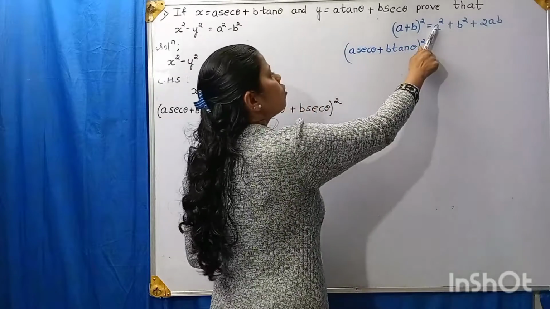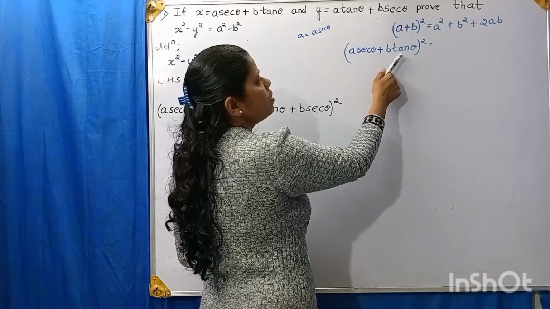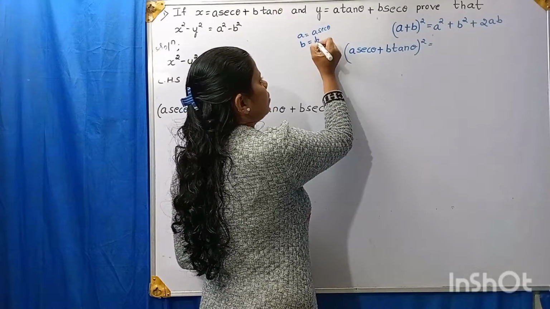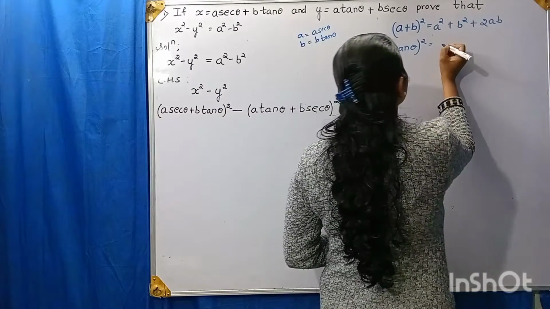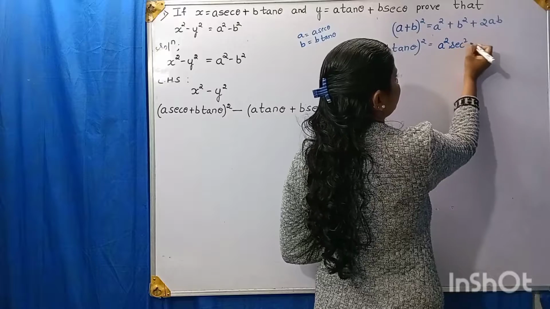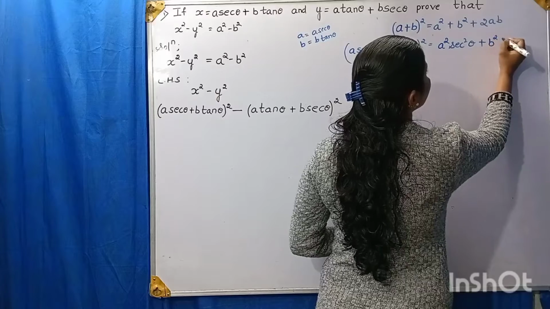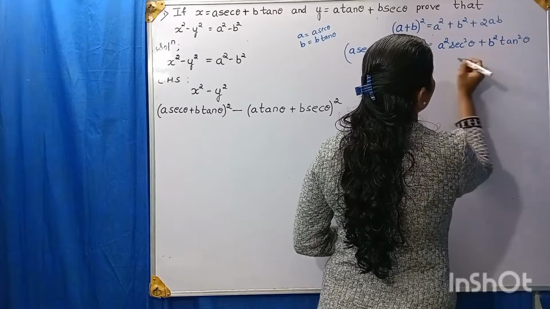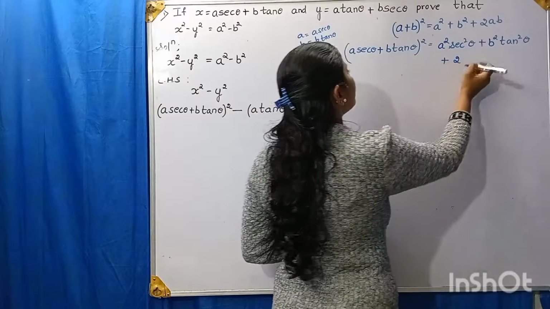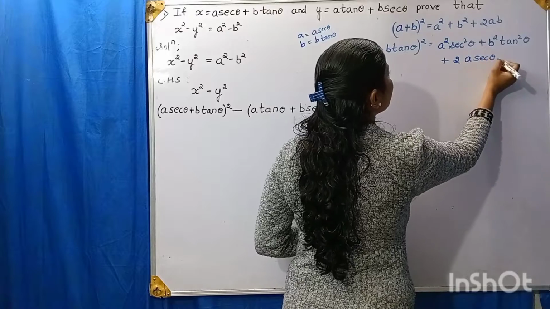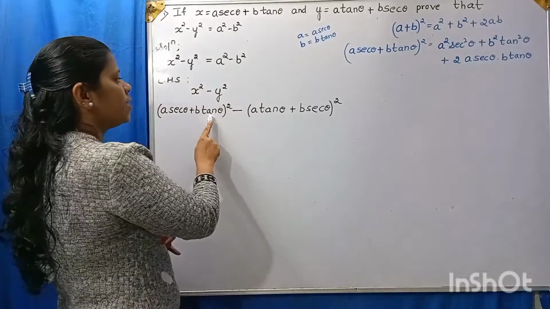We know that in the place of a what we have? A means here a secant theta and b means what? B tan theta, right? Replace this here. A square means a square secant square theta plus b square means b square tan square theta plus 2 into a into b, that is 2, a means a secant theta, b means b tan theta. Okay? You can replace this here.